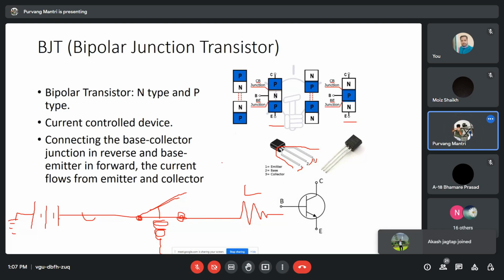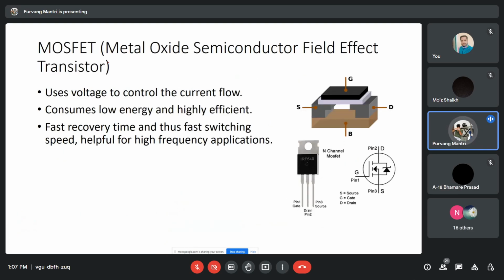Similarly, we have MOSFET, or metal oxide semiconductor field effect transistor. Even this has 3 parts. Instead of emitter, base, and collector, it has gate, drain, and source. Only the names are changing; the functionality is the same. The difference is that MOSFET has fast recovery time and fast switching time. The frequency of switching the drain on and off can be done speedily in a MOSFET, while a BJT is slightly slower than a MOSFET.